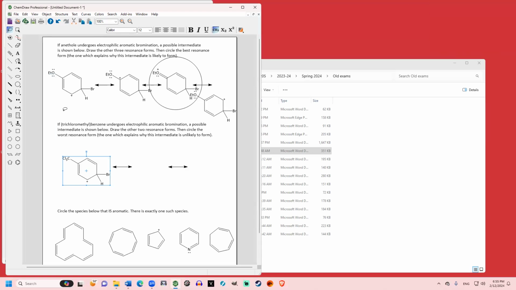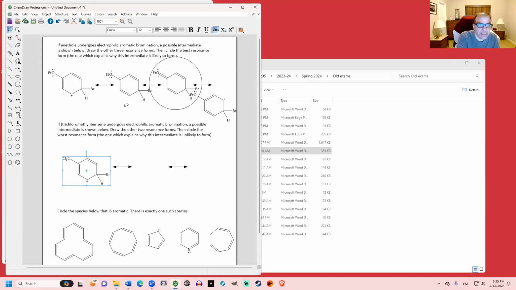I have a question on the question we just did. I thought positive charges would not want to go to the electronegative atom. Like I thought they would want to be on the less electronegative atom, in this case carbon.